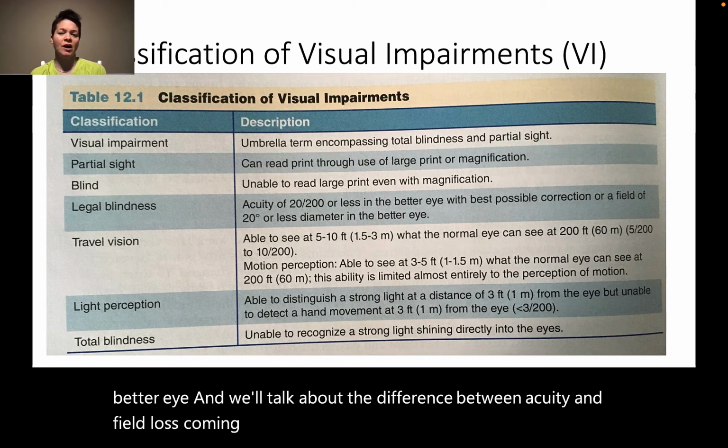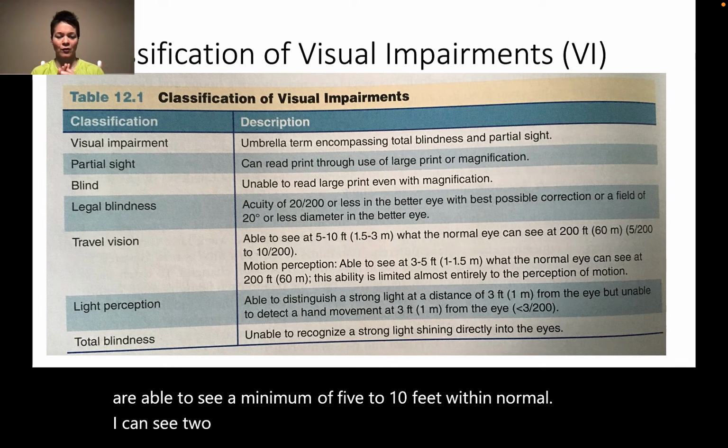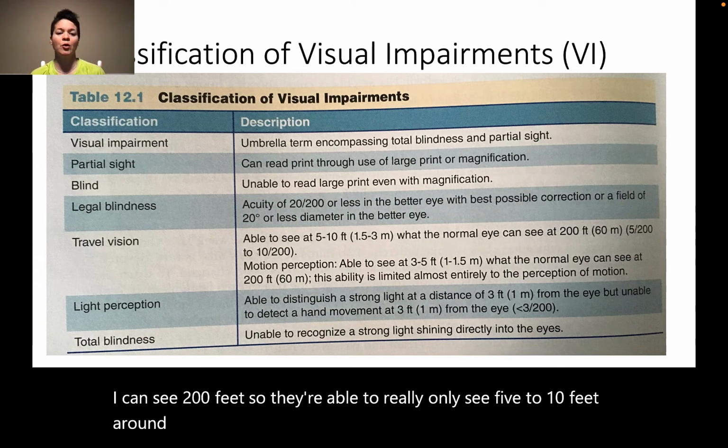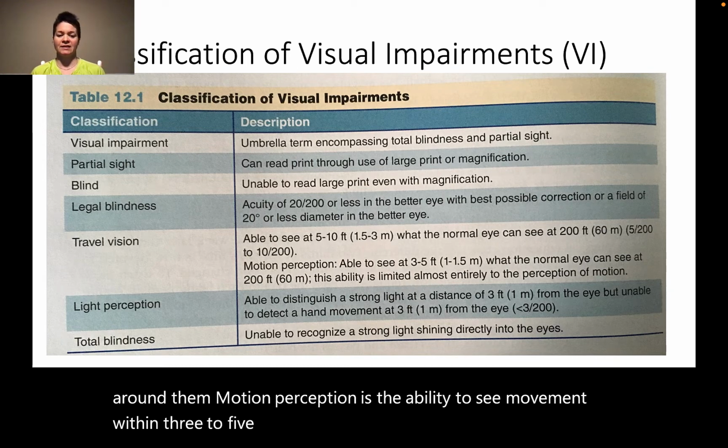Travel vision, usually that's individuals that are able to see a minimum of 5 to 10 feet, what a normal eye can see at 200 feet. So they're able to really only see 5 to 10 feet around them. Motion perception is the ability to see movement within 3 to 5 feet, what a typical eye can see up to 200 feet away.